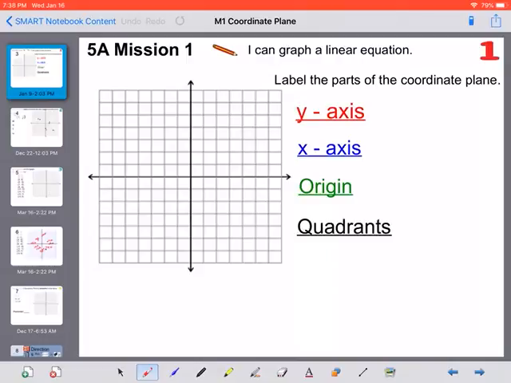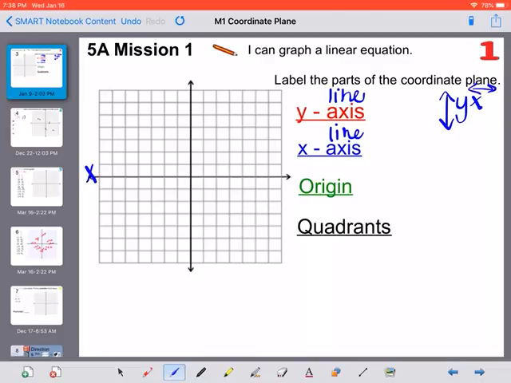So we're going to label the different parts. We have two different axes. An axis is a line that divides the plane into four different sections. We have the y-axis and the x-axis, so the y line and the x line. Now, it's sometimes challenging to tell which one is which. If we put the letters next to each other, y is the longer letter, so the y-axis is the line that goes up and down, and x goes left to right.